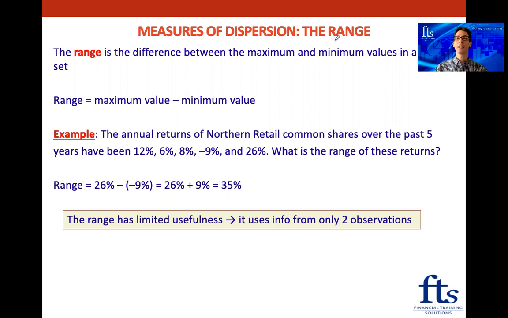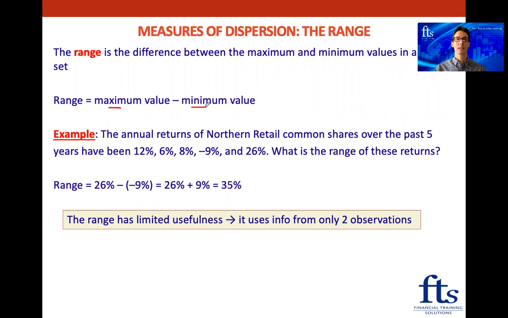The first one we're going to look at is the range. This is the most basic measure of dispersion. We know what this is. It's just the difference between the maximum and the minimum values in our data set. So we just take the maximum value and subtract the minimum value, and that's our range.